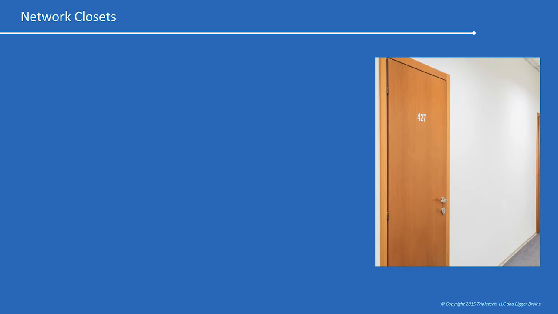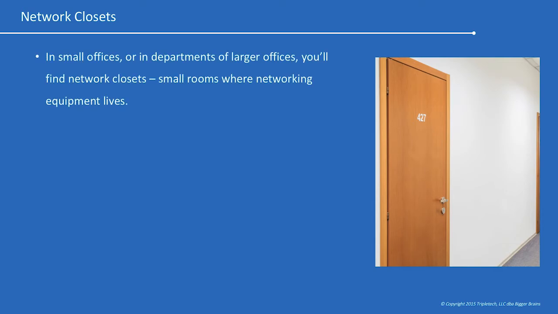We'll start with the simple network closet. In small offices or in departments of larger offices, you'll find network closets. Network closets are the small rooms where networking equipment lives. In a lot of organizations, they don't think twice about what's inside the network closet, how secure the network closet is, what would happen if someone got access to the network closet. But there are some things you should think about. For starters, how do you secure the network closet? Does it have a regular lock? Does it have a biometric lock? Does it have an electronic lock? We're going to take a look at some of those lock options here in just a minute.